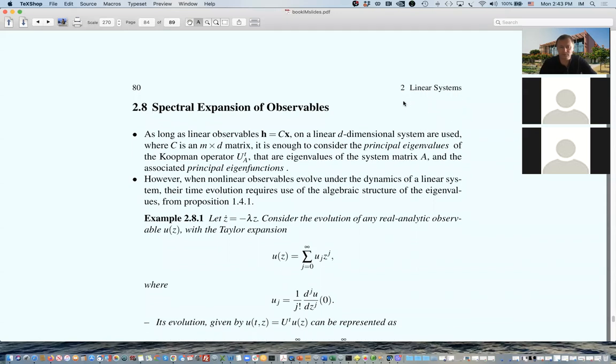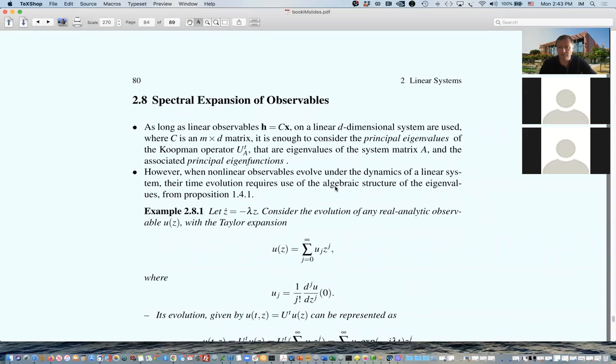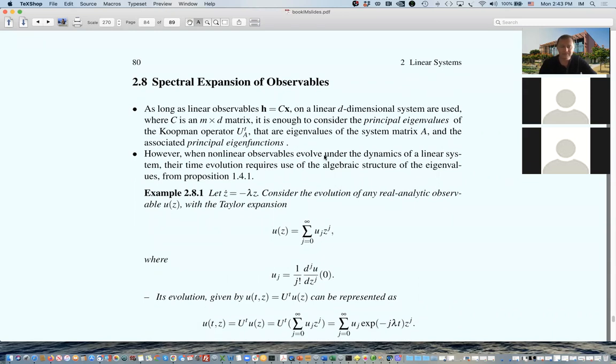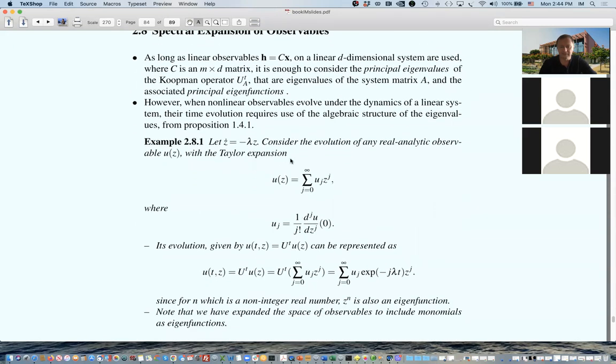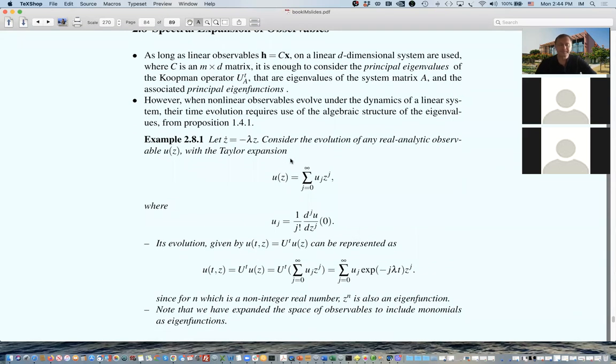So let's start with an example. The idea is to study what happens when the observation that we have on the system is really not a linear function of the state, but it's some more general function. The phenomena are easily seen on a simple example, and then we'll generalize away from that. So in this example, we have z dot is minus lambda z. Lambda is going to be positive for us here.